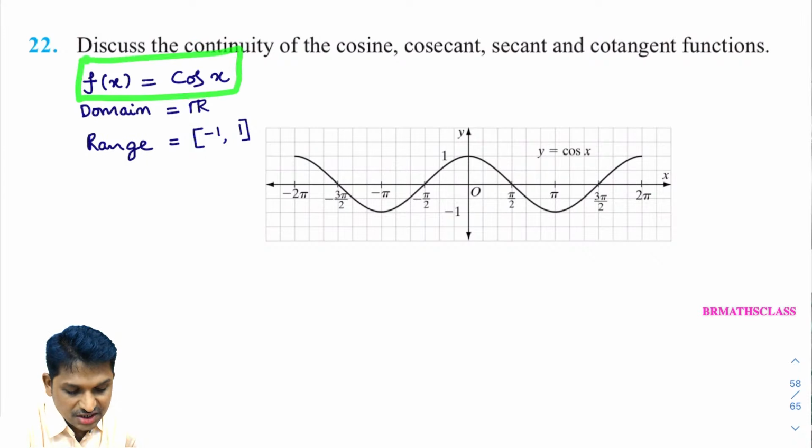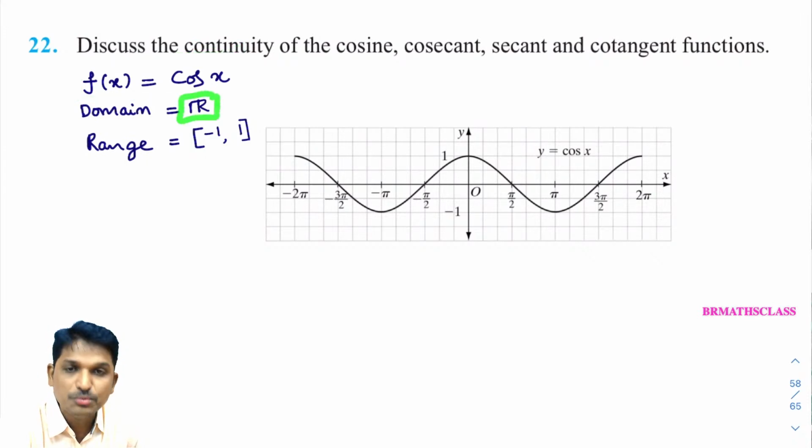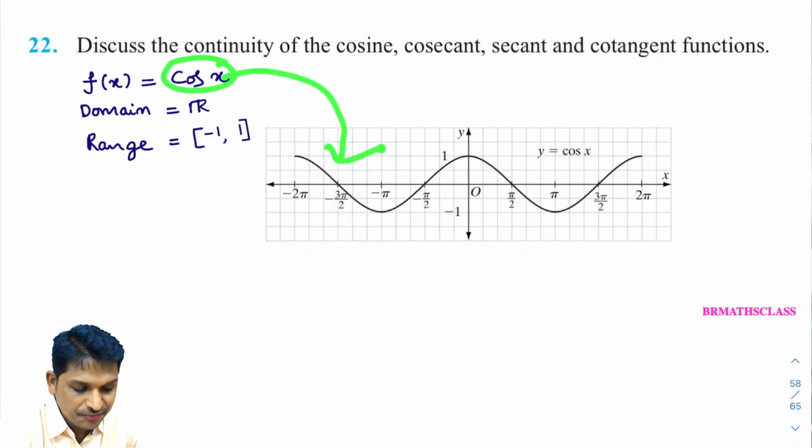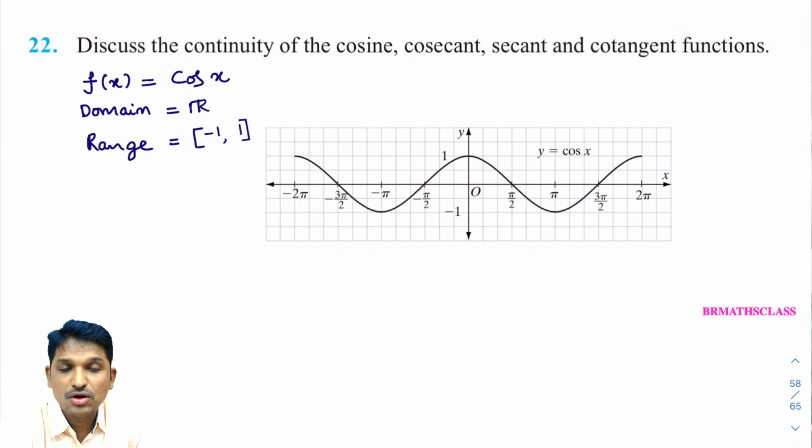Here, what is the function? F of x is cos x. What is the domain of this function? All real numbers. What is the range of this function? Closed interval -1, 1. I am going to discuss continuity of this function with the help of graph. First, you draw the graph of cos function. Now, you observe the graph in its domain.